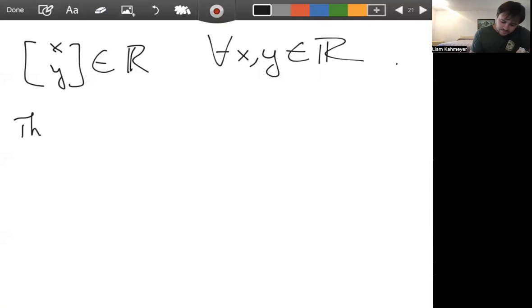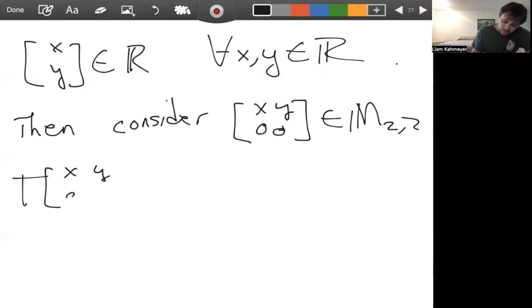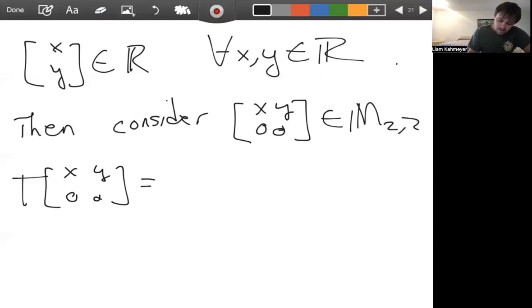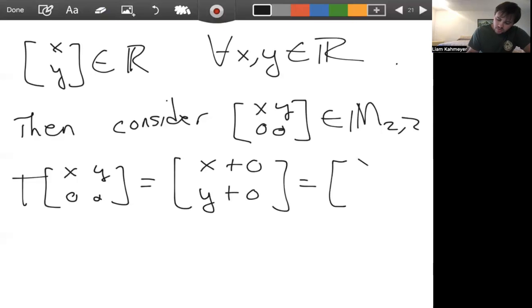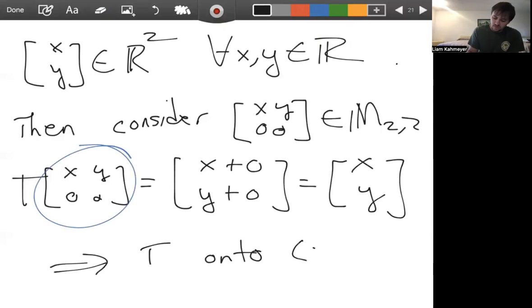Well, then consider the element x, y, 0, 0 contained in M22. Then what is T of x, y, 0, 0? Well, by definition, that's A plus D. And here, A is x, D is 0. Same for B and C, which is x, y, which means for any vector in R2, there exists a 2x2 matrix such that the image of that 2x2 matrix is the specified vector. That's exactly what it means for T to be onto or surjective.